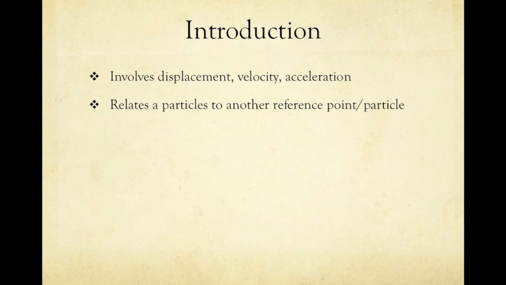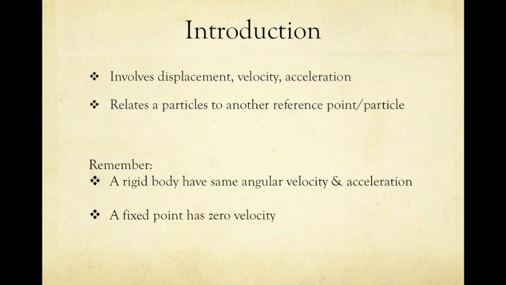In this video, I'm going to be showing you examples regarding 2 points on the same rigid body, which is very easy compared to 2 points on a different rigid body. Two things to remember when doing relative motion analysis is that different points on the same rigid body have the same angular velocity and angular acceleration, but different velocity and acceleration. Another point to remember is that a fixed point will have zero velocity.